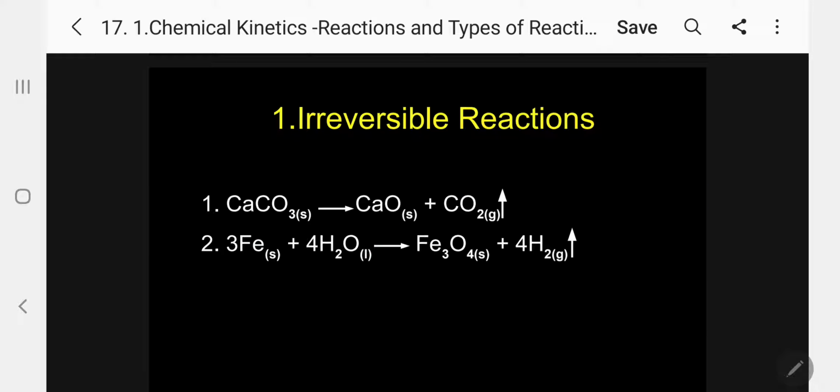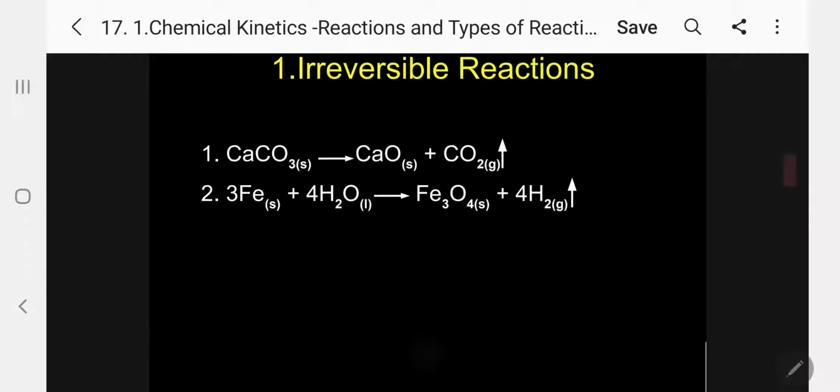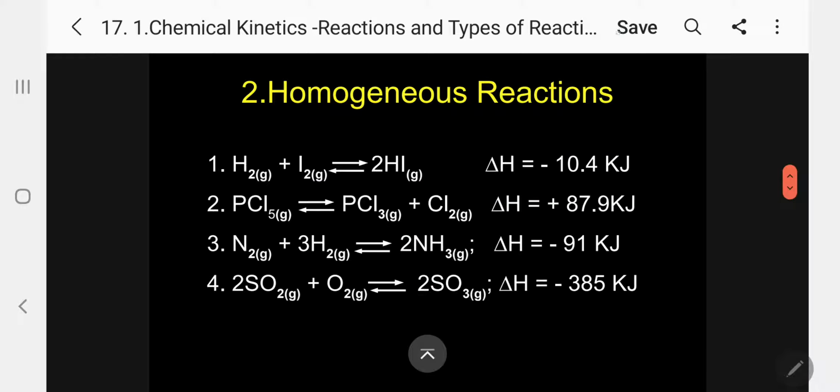So you can very easily recognize reversible and irreversible reactions. In the case of reversible reactions, a double side arrow is used, and they are conducted in a closed container. In the case of irreversible reactions, it is indicated by a single arrow pointing forward, so it is taking place in an open container. Kindly follow. Let me go to the second type, homogeneous and heterogeneous.